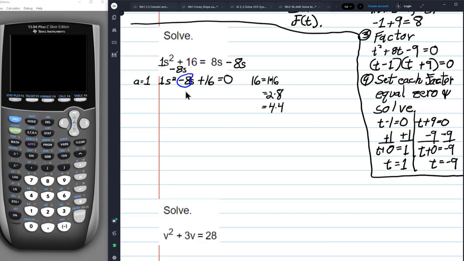Okay, if I were looking for a positive 8, that would be enough, but I'm not going to get any positive numbers to add up to a negative number, so I have to remember that negative times negative is positive. And this is a positive 16. So my factors are also going to be negative 1 times negative 16, negative 2 times negative 8, and negative 4 times negative 4.